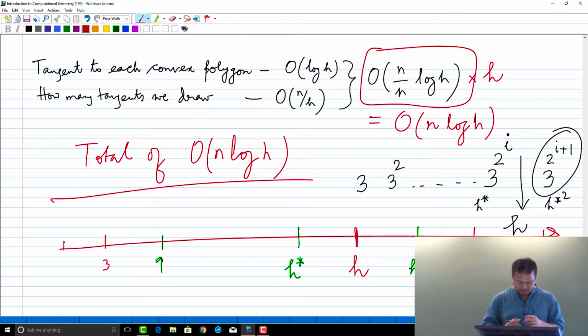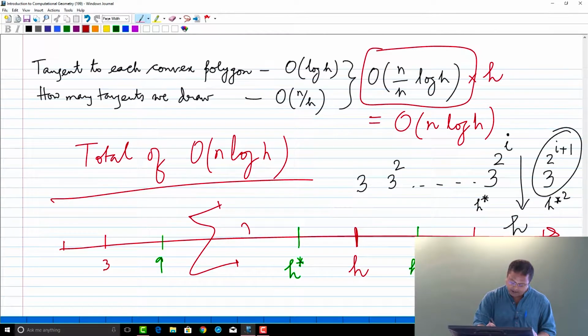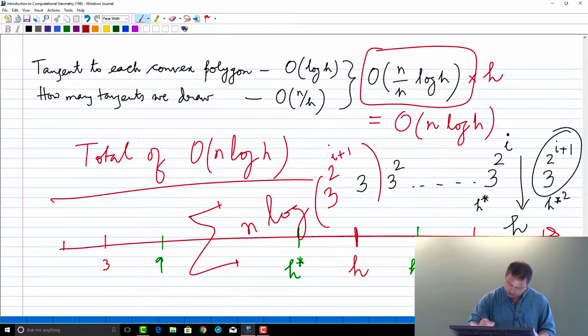right. So, essentially now you are looking at, so this algebra you have to do a little bit, you are looking at n log of 3 to the power of 2 to the power of i plus 1, right. This is the series that you are looking at.